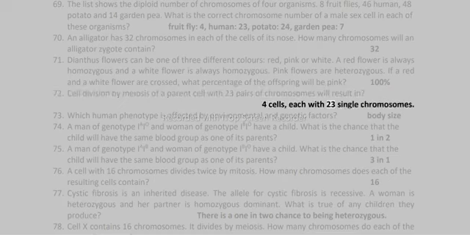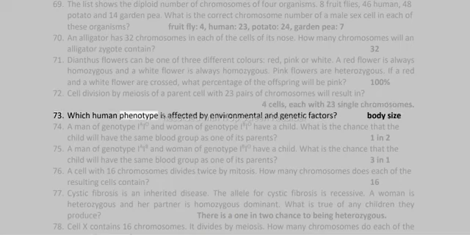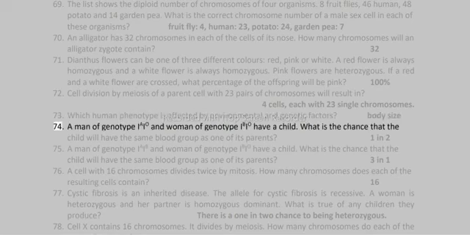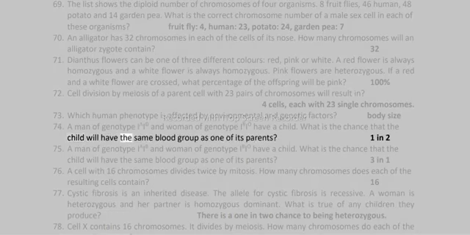72. Cell division by meiosis of a parent cell with 23 pairs of chromosomes will result in 4 cells, each with 23 single chromosomes. 73. Which human phenotype is affected by environmental and genetic factors? Body size. 74. A man of genotype IA IO and woman of genotype IB IO have a child. What is the chance that the child will have the same blood group as one of its parents? 1 in 2.